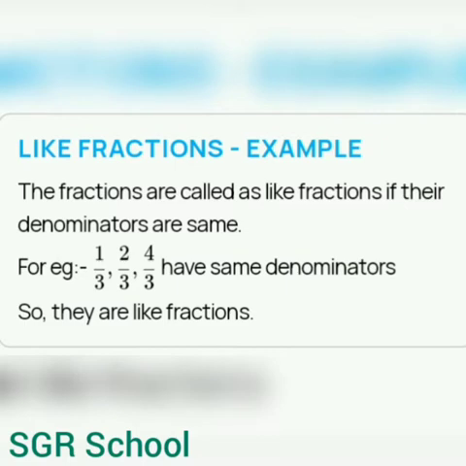Today our topic is like and unlike fractions. Fractions are called like fractions if their denominators are the same. For example, 1 by 3, 2 by 3 and 4 by 3 have the same denominators. As we can see, in all three fractions the denominator is 3. So these are like fractions.